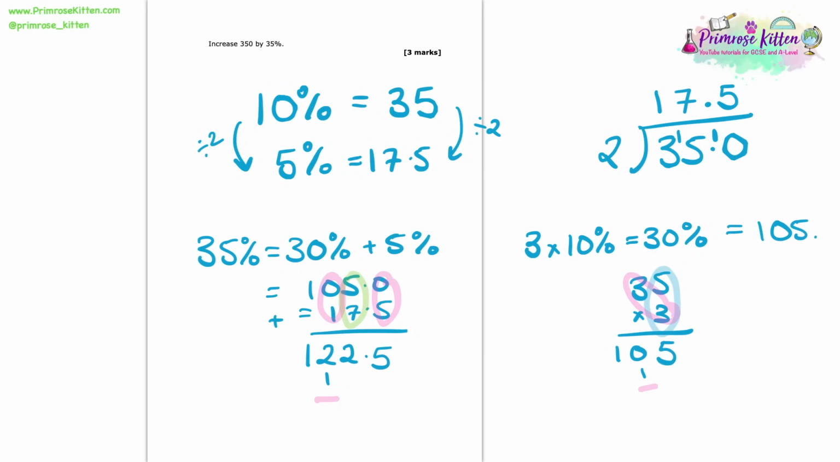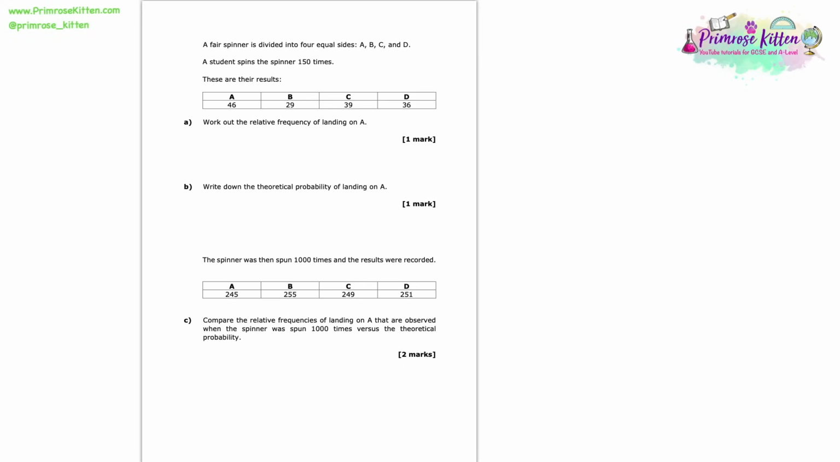So now we know what 35% is, we can increase 350 by 35. So we do that by adding 350 and 122.5 together. So here 0 plus 5 is going to give us just 5. We'll fill in the decimal in the same place. 0 plus 2 gives us 2. 5 plus 2 gives us 7. And 3 plus 1 gives us 4. So our final answer here is 472.5. Done.